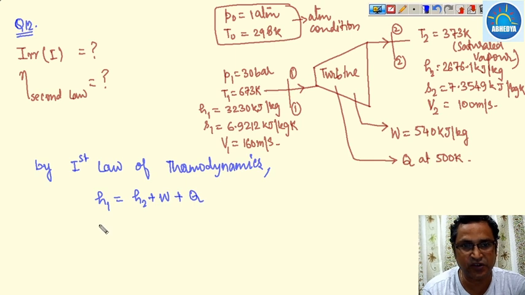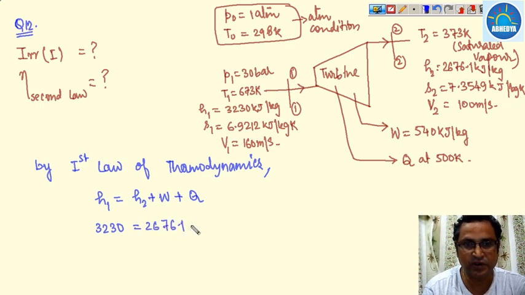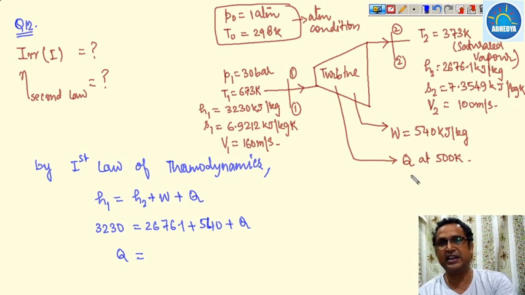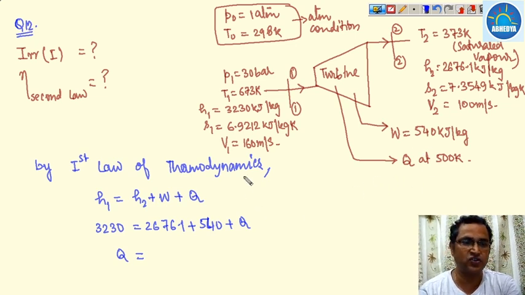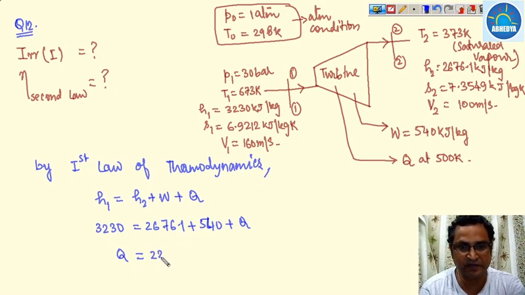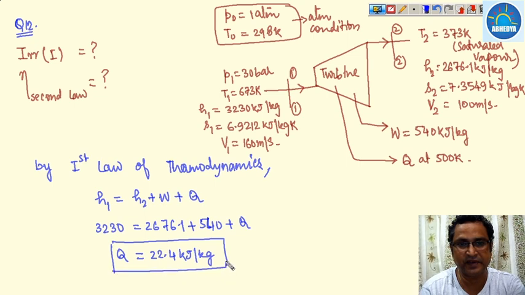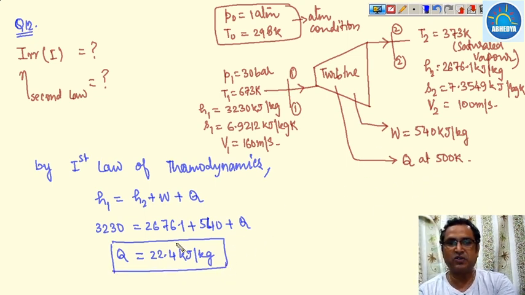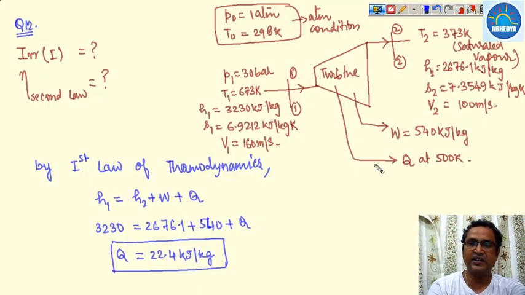So H1 is 3230 is equal to H2 is 2676 plus W is 540 plus Q. So we can easily find out what is the total amount of heat that has been rejected at 500 Kelvin, and once you calculate, this value comes out to be 14 kilojoule per kilogram. So this is your Q. Okay, means this much amount of heat has been rejected at 500 Kelvin temperature.